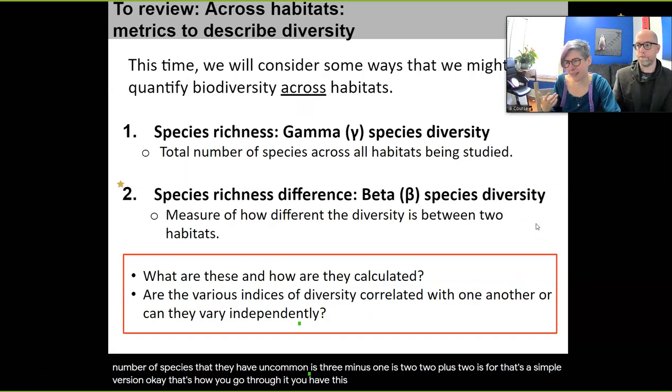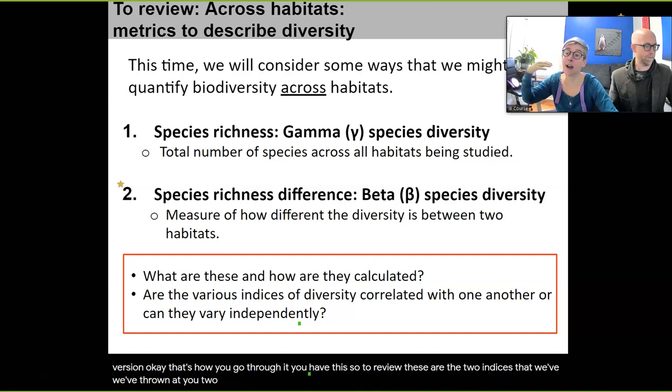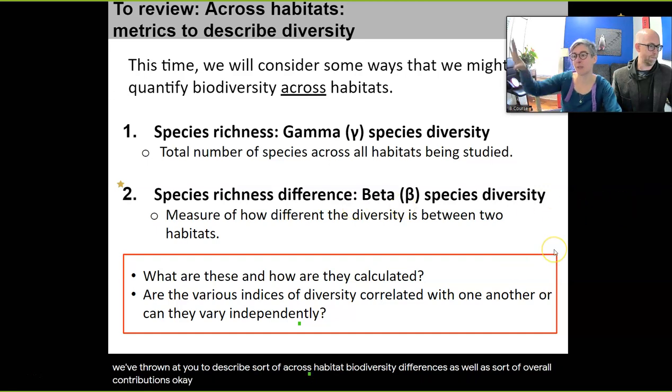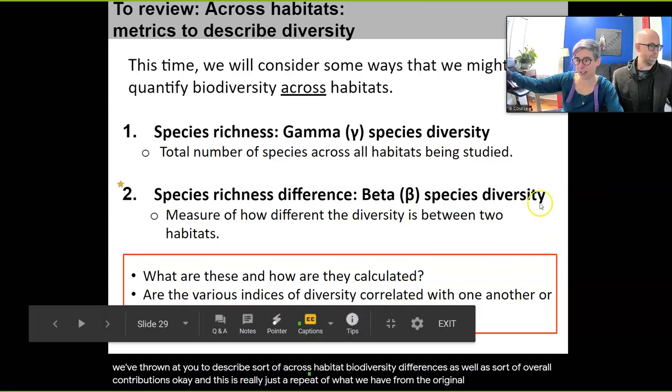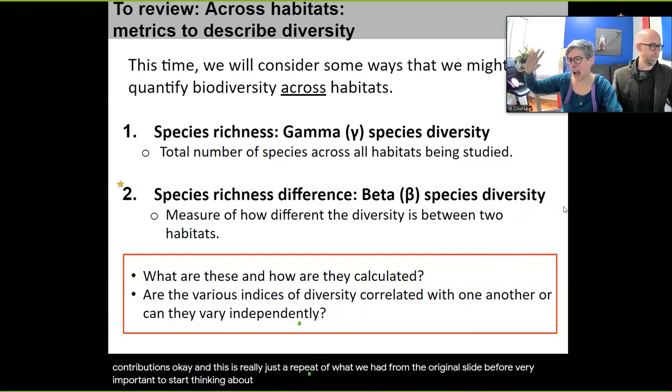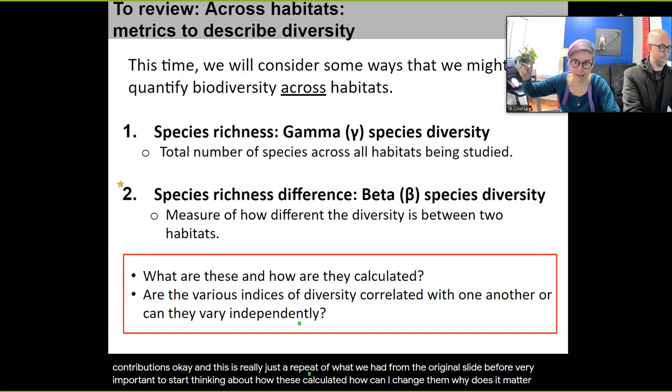You got this. Totally. So, to review, these are the two indices that we've thrown at you to describe across-habitat biodiversity differences, as well as overall contributions, okay? And this is really just a repeat of what we had from the original slide before. Very important to start thinking about how these are calculated, how can I change them, and why does it matter?